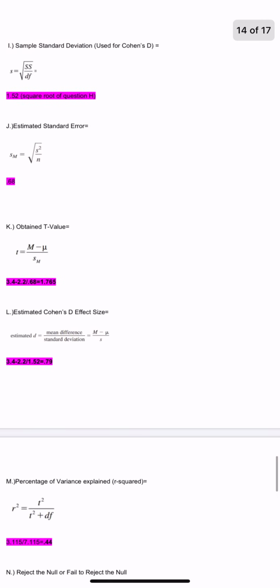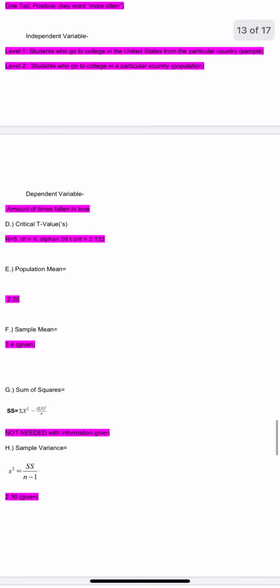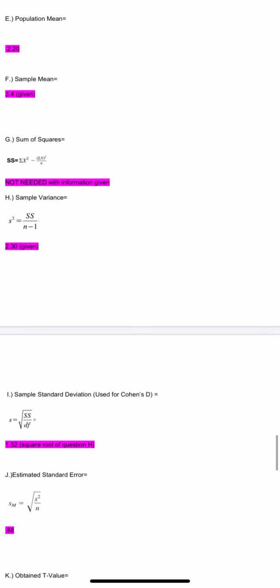T obtained is smaller than t critical. Again, I want you all to start understanding what the n was here, right? N was 5. It's a small sample size. So we're seeing a large effect, but because of that small n, you have to get an even bigger t obtained to say that it's statistically significant. However, you can see that there's an effect size.